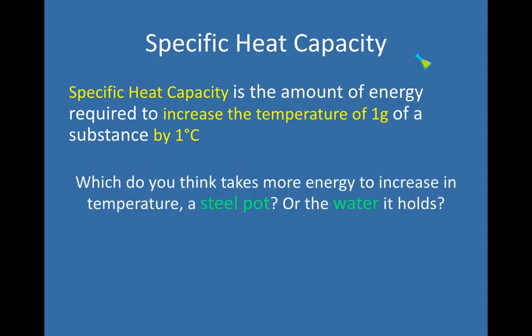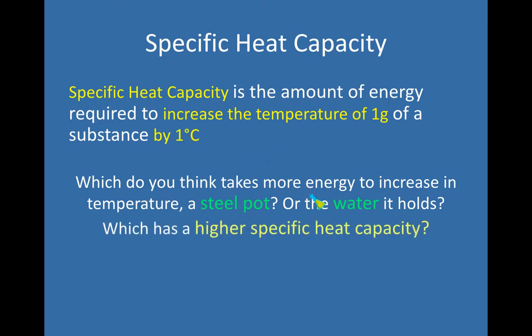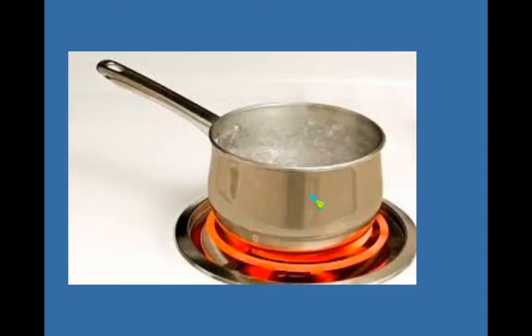So let's think about it. If you have a steel pot or water, right? You have a pot full of water, which heats up more slowly, right? Which takes more energy to increase, because that's going to be the one with the higher specific heat capacity. Think about it for a minute. Pause the video if you need to. What gets hotter slower, the pot or the water?